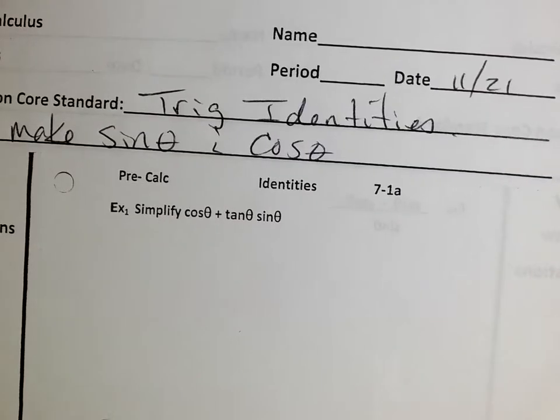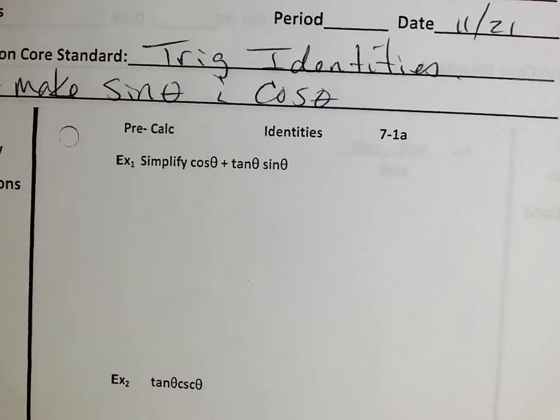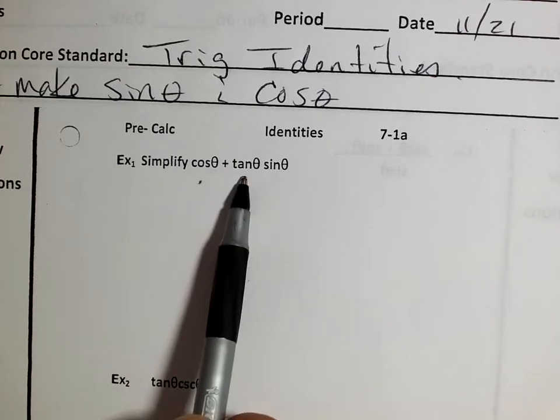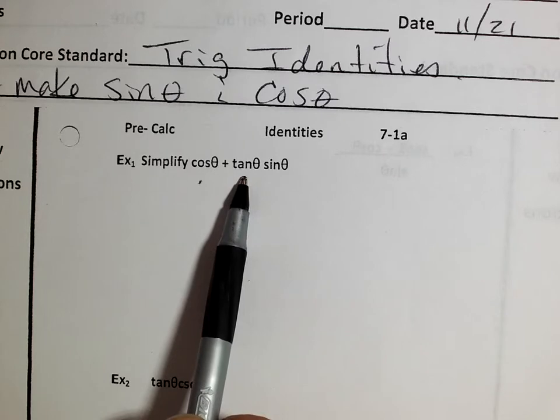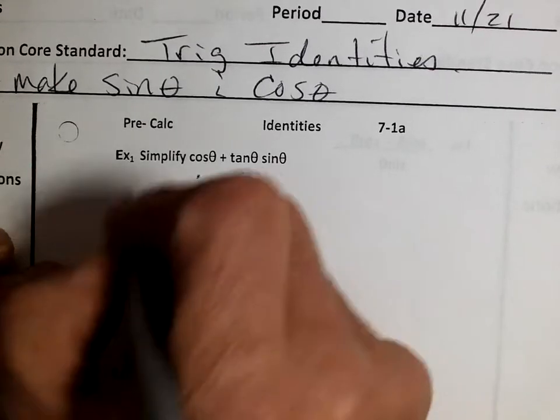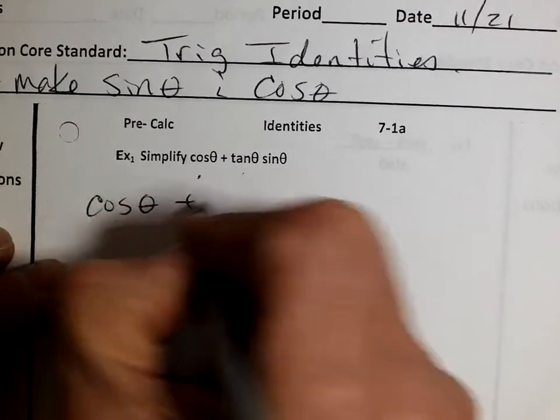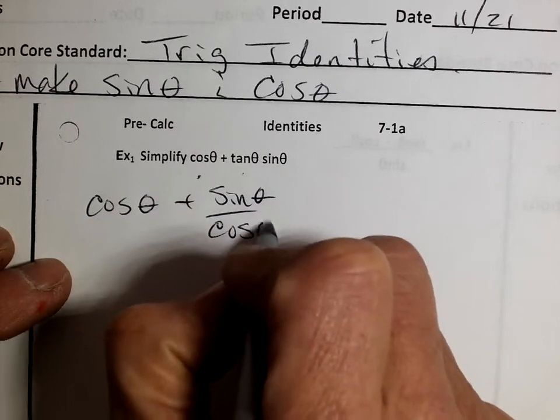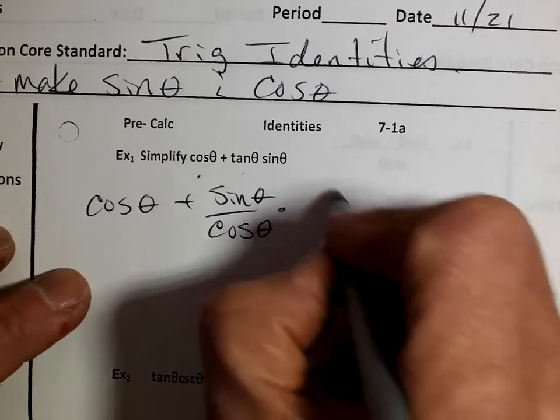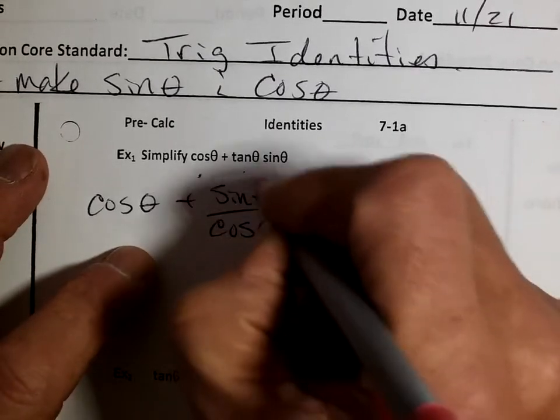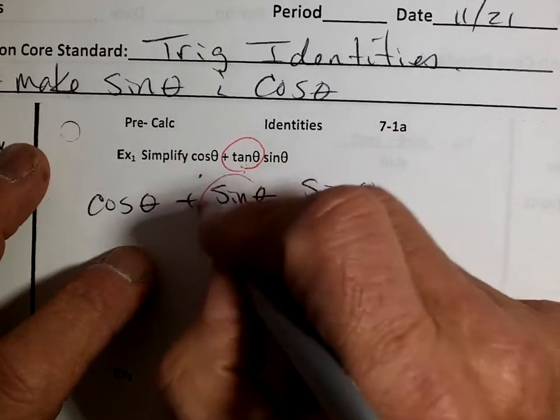So, example 1. If I take a look at this, cosine is just cosine, right? Bam, just cosine. But tangent, what do you know about tangent? What's tangent? Look at your notes. What does tangent equal? There you go. So I'm going to go cosine of theta plus sine over cosine, times sine. Now, it hasn't helped me much, has it? All I did is change my tangent to sine over cosine.